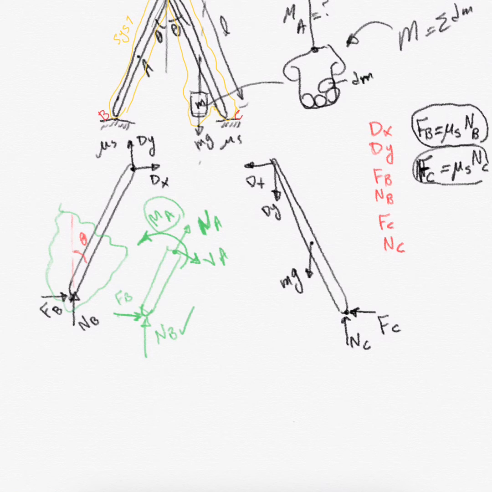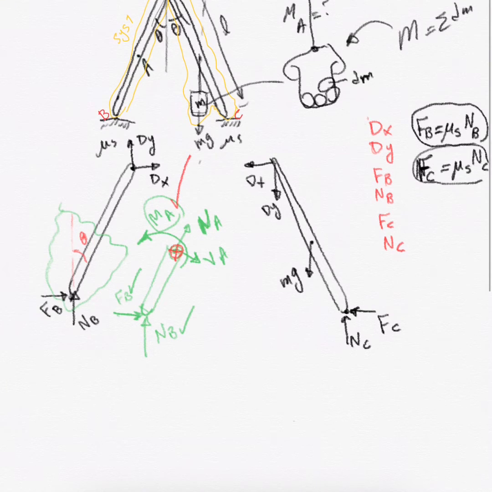Once you get these two, then you can just write one moment equation about this point, and then you can get MA, and you're done with the problem. So before I do that, I need to find external reactions, which are the 6 unknowns right here.